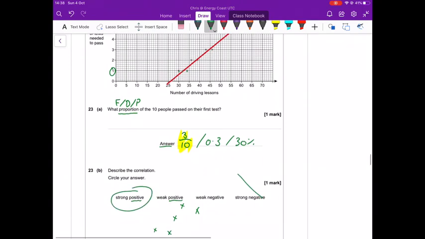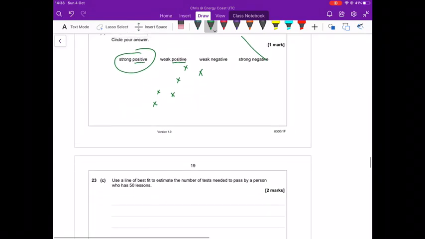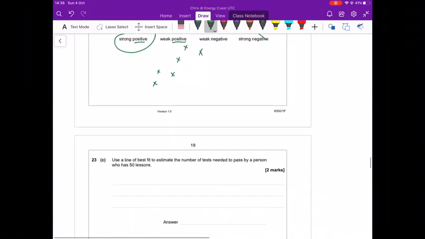Negative ones would go down like that, top left to bottom right. Is it going uphill positive? Is it going downhill negative, okay? And then the thing I said about weak and strong works the same way going down.